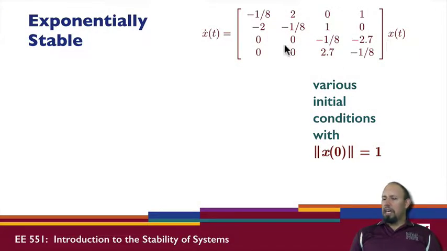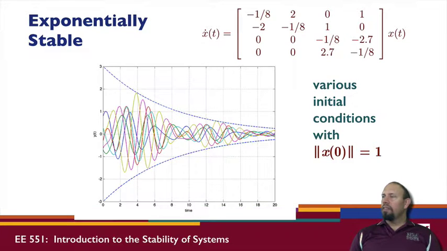Here I have a system, and again I have my ball of initial conditions that I start with, and notice in this case, the system stays within an envelope. Here I have a number of responses for different initial conditions, and there is an envelope such that for any x with norm of 1, I will always stay within that envelope. Notice that some of these come really close to the envelope, but none of them exceed it. None of them go outside the envelope.